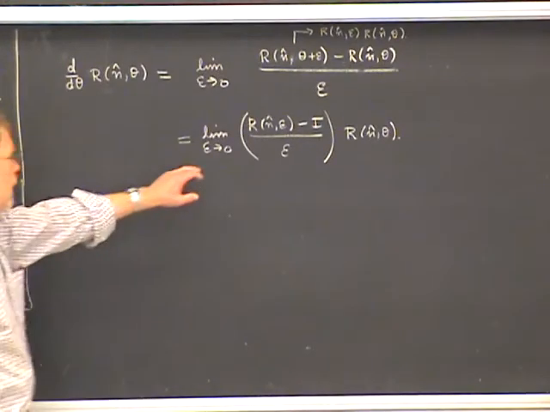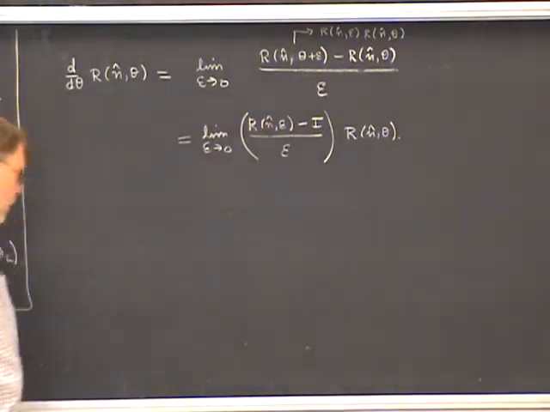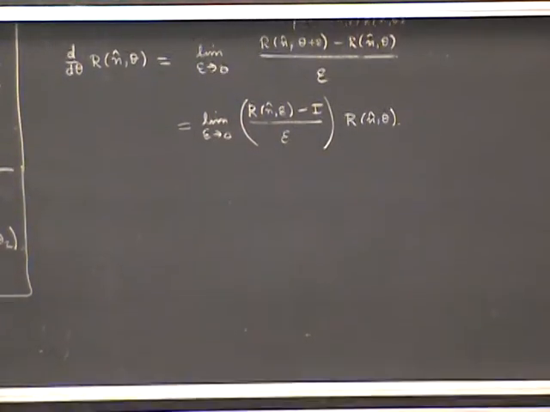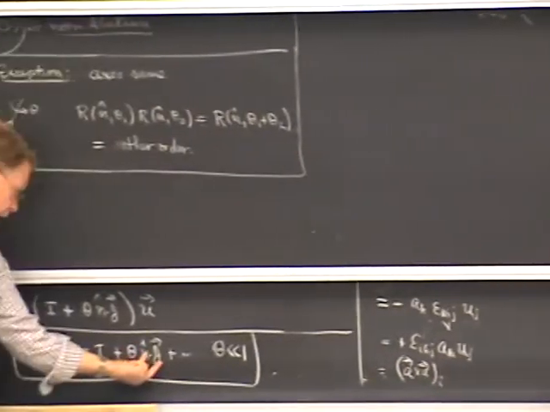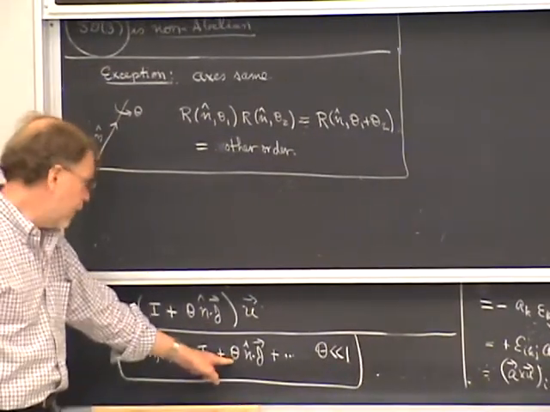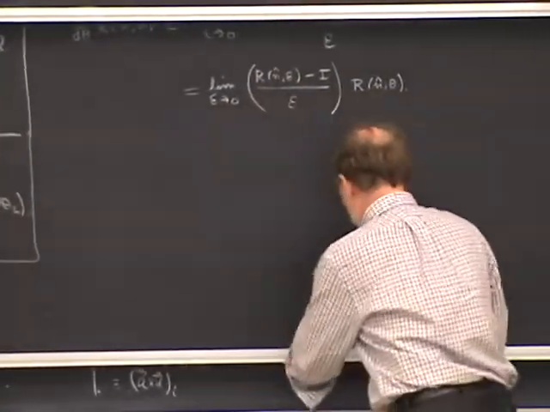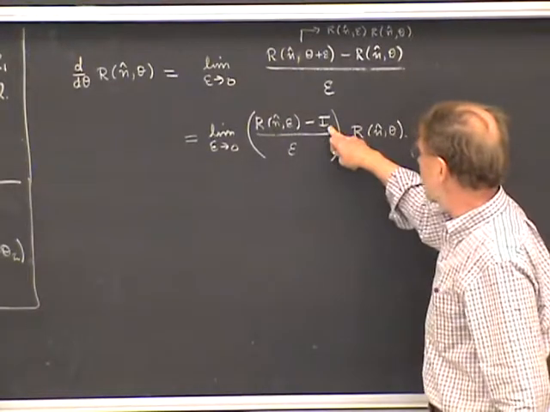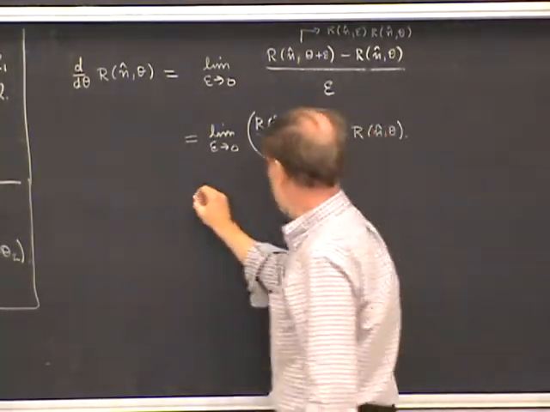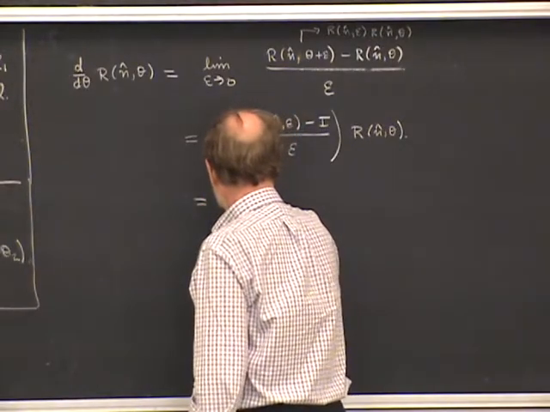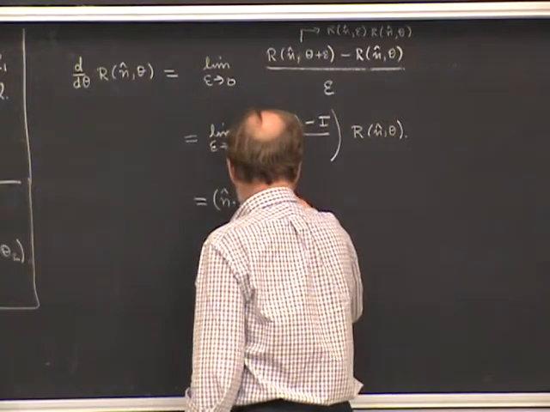And now, in this limit, you see we have a small angle rotation. And we know what that is. Down here at the bottom of the board, it's identity plus the angle times n hat dot J. Now here I called the angle theta, and here I'm calling it epsilon. But the result is that if I subtract off the identity and divide by epsilon, what's left over is just the n hat dot J. So this whole thing just becomes n hat dot script J times R(n hat, theta).